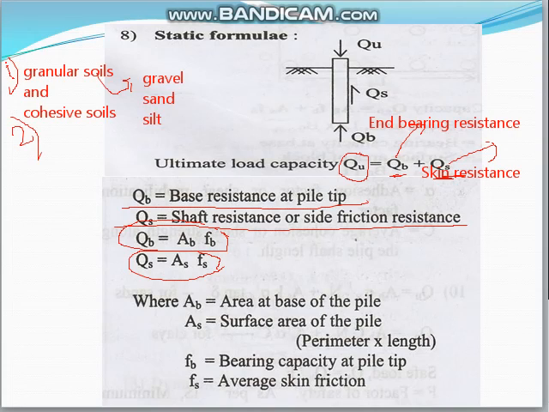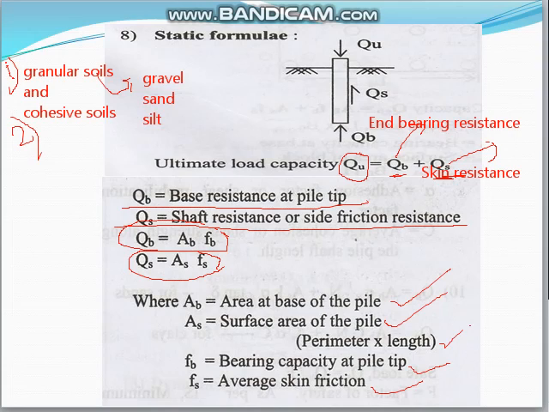AB is equal to the area at the base of the pile. AS is equal to the surface area of the pile. Generally, area can be written as perimeter into length here. FB is equal to the bearing capacity at the pile tip. Fs is equal to the average skin friction. So this is about the ultimate load carrying capacity.